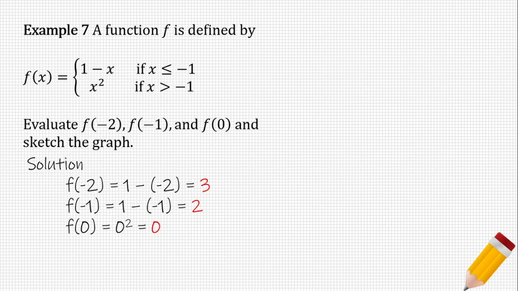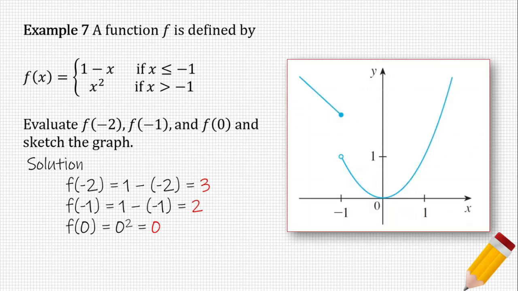If x is greater than −1, then f(x) = x², so the part of the graph of f that lies to the right of the line x = −1 must coincide with the graph of y = x², which is a parabola. This enables us to sketch the graph. The solid dot indicates that the point (−1, 2) is included on the graph. On the other hand, the open dot indicates that the point (−1, 1) is excluded from the graph.